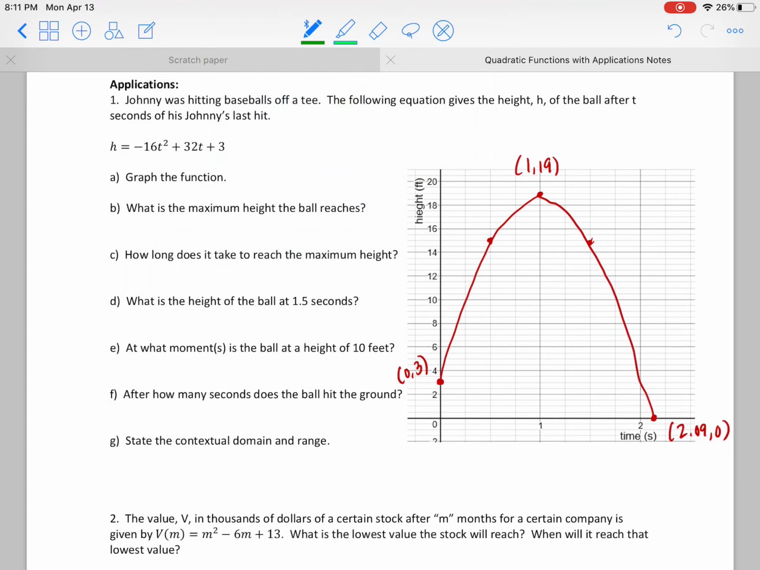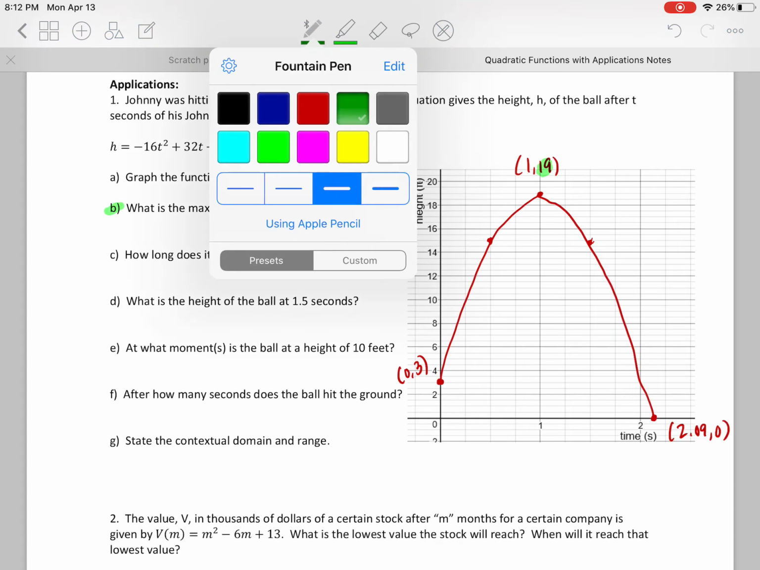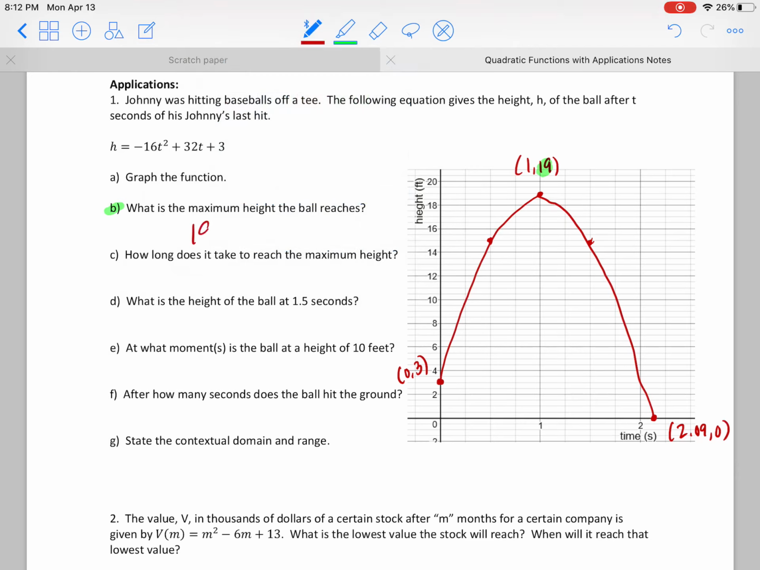The maximum height the ball reaches. Now notice here that this is height and that this is time. So the maximum height the ball reaches, we can see it. This is the maximum height the ball reaches, and that maximum y value is 19. So the maximum height the ball reaches is 19. What's the units here? Nope, no units. It gives the height h of the ball after t seconds. So just, oh, it's here, feet. Just kidding. Okay, so 19 feet.